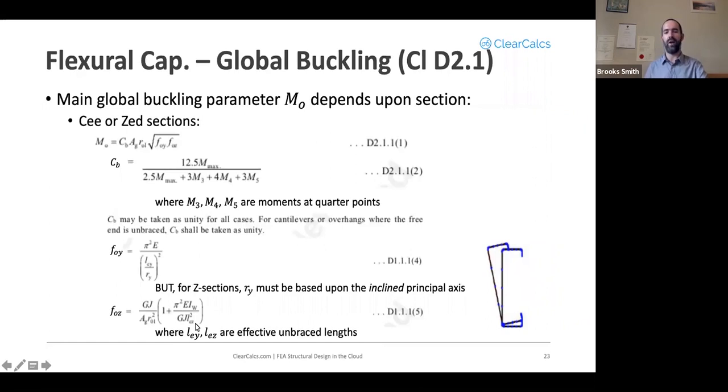Of note, for a Z section, R sub Y must be based upon the inclined principal axis in this equation. So usually for manufacturer's information, you're going to get R sub Y based upon the vertical axis, based upon the centroidal vertical axis. You can't use that if you're using this equation. You have to use the inclined principal axis.